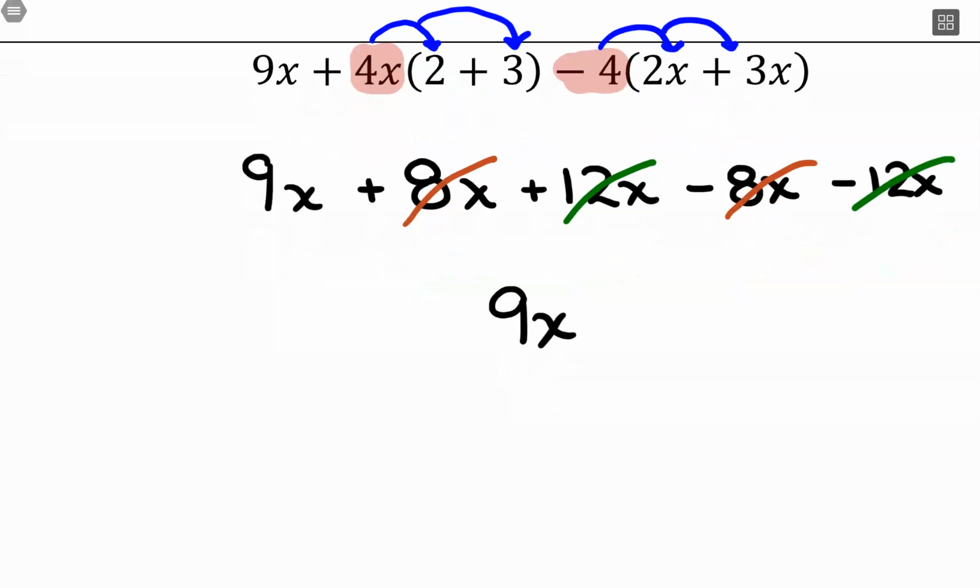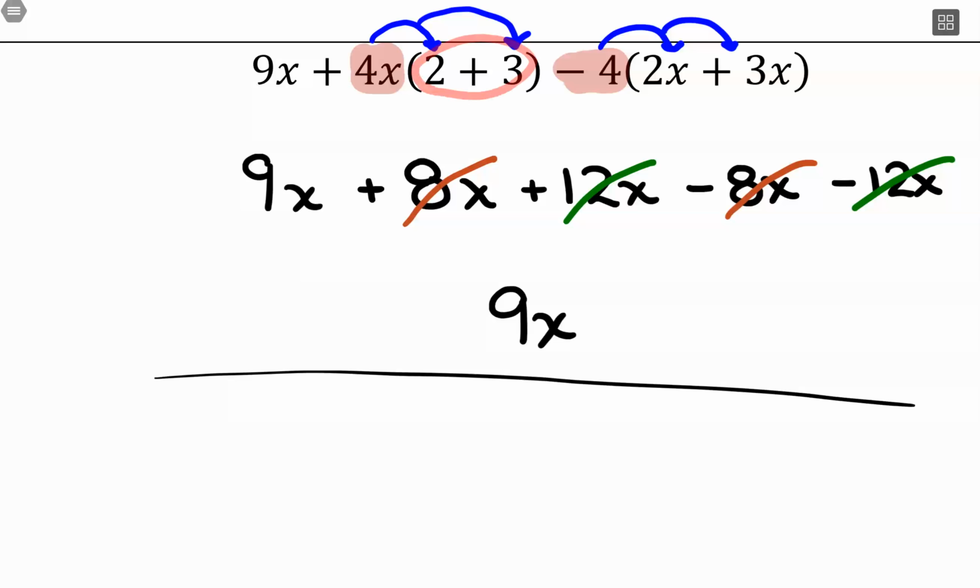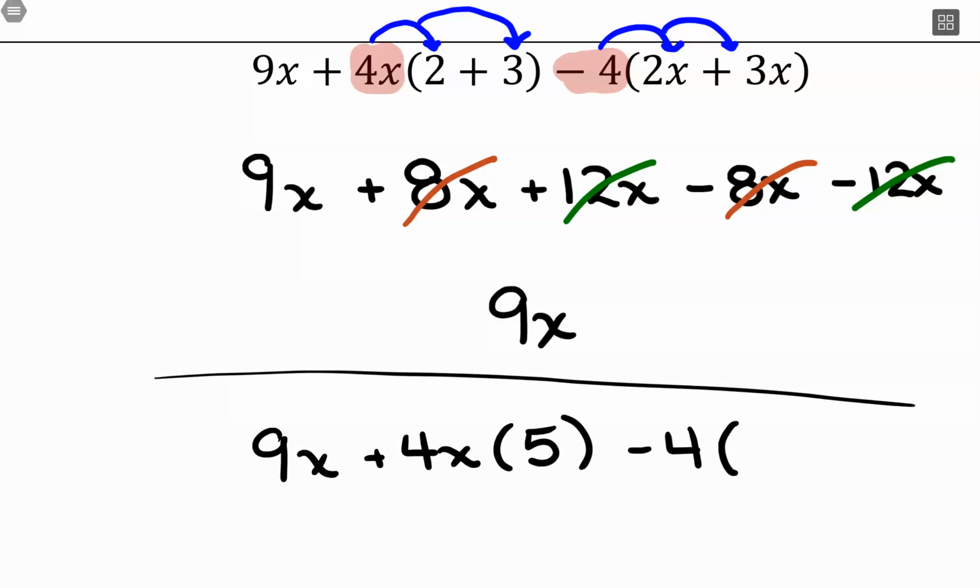Now where I caught myself there, and I'm going to say this so many times in algebra, there are so many different paths to the same answer. And whichever way gets you to the correct answer, as long as you're following algebra rules, it's all good. What I could have done is simplify the parentheses first. Notice how I could have added those together, and that would truly have followed order of operations. So what that would have looked like is 9x plus 4x, and then in parentheses would have been 5. And then minus 4 times parentheses 2x plus 3x would have been 5x.